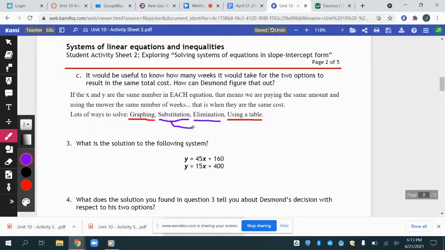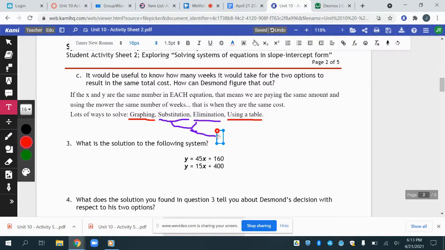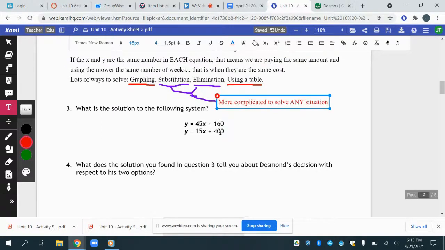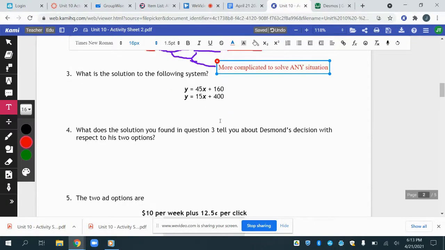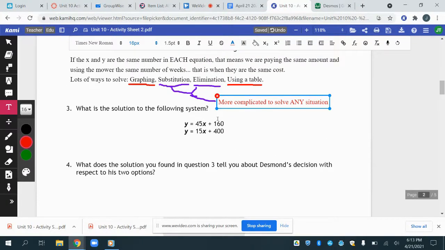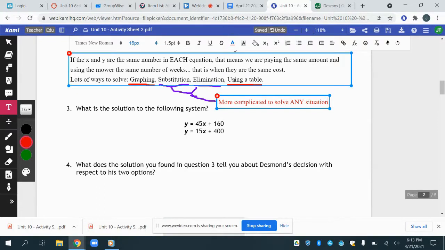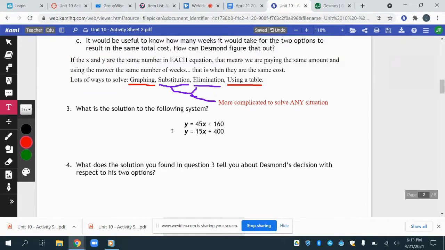These are more complicated, to solve any situation. And that's why we save them for later, usually to learn, because they're more complicated. Also, because if you get a more complicated situation, you need them. So that's why we learn those. I know the graph might seem so simple, but we need to learn the other ways.